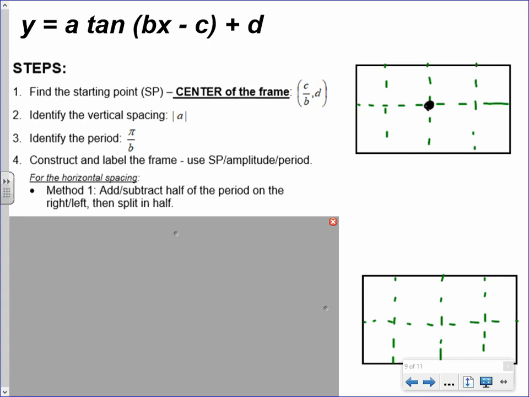What I need you to do is draw our two different tangent graphs. Here's what happens. You draw your frame. You are going to put the asymptotes on the edge of your frame. And then you are going to put the coordinates. One is in the middle for your starting point. If it's positive, you're going to put them on the edge of your frame on those quarter marks.